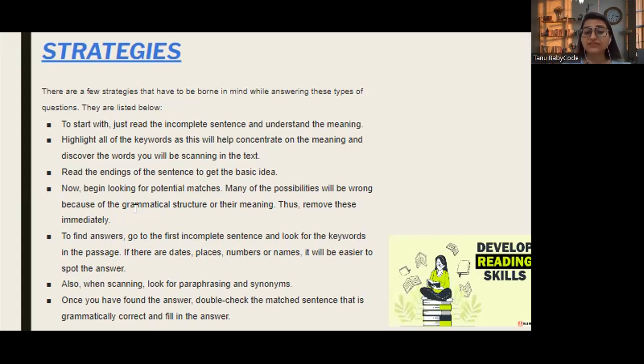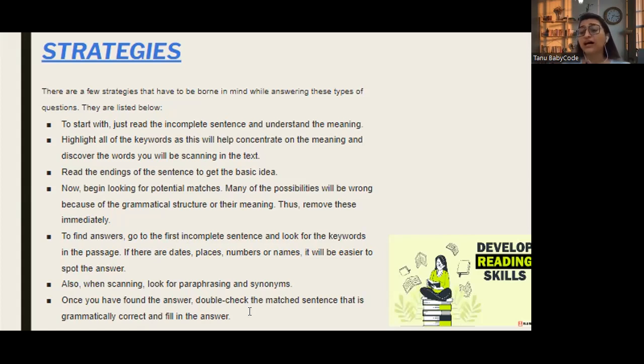To find the answers, you have to go to the first incomplete sentence and look for the keywords in the passage. Suppose there are dates, places, numbers or names, it will be easier for you to find the answer, to spot your answer, to locate the required information. And whenever you're scanning, always look for paraphrasing. Always look for the synonyms. It will help you a lot.